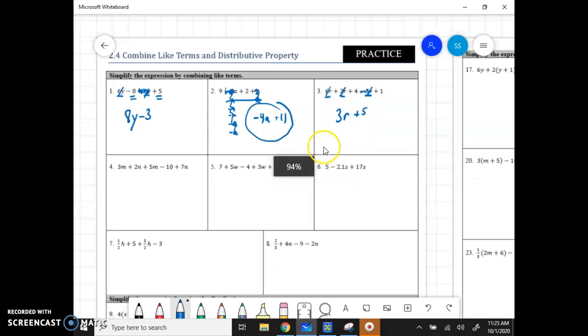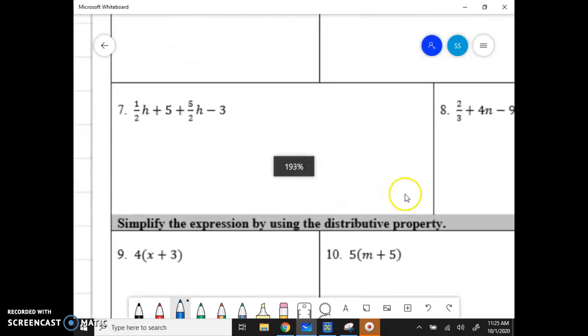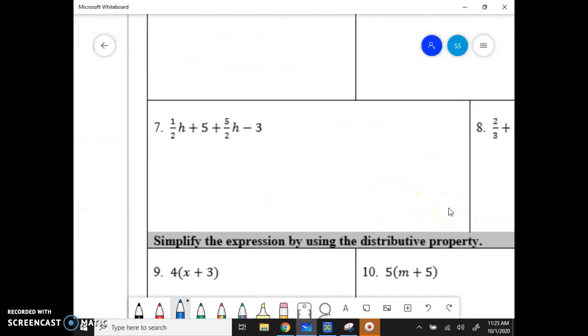Okay, looks like you guys should be able to do the rest. Well, maybe we'll look at number 7. We got a fraction. Just remember when you're combining these like terms, we're talking about h's, but we could just add these up as normal. We're just going to treat the numbers as normal. So we have 1 plus 5. That's 6. Remember when we add and subtract, we keep the denominator the same. So that's not 4, we just keep it the same. So that's 6 over 2, which reduces down to 3.